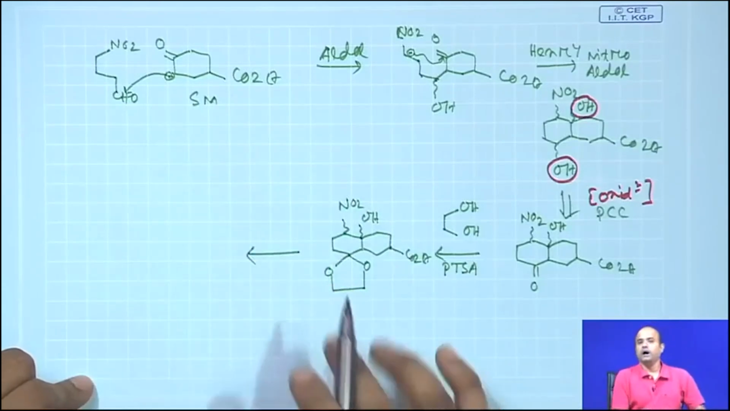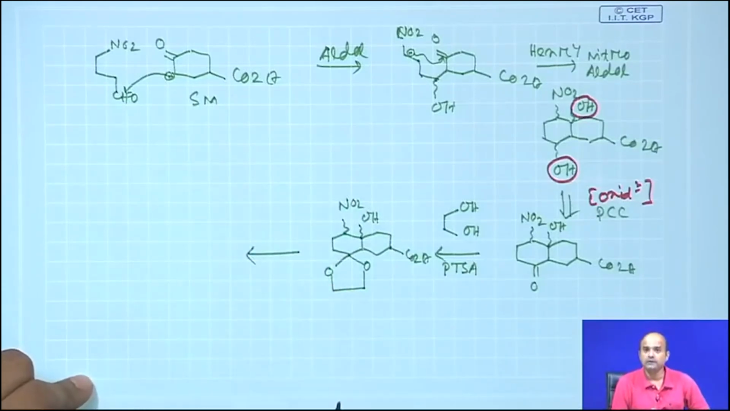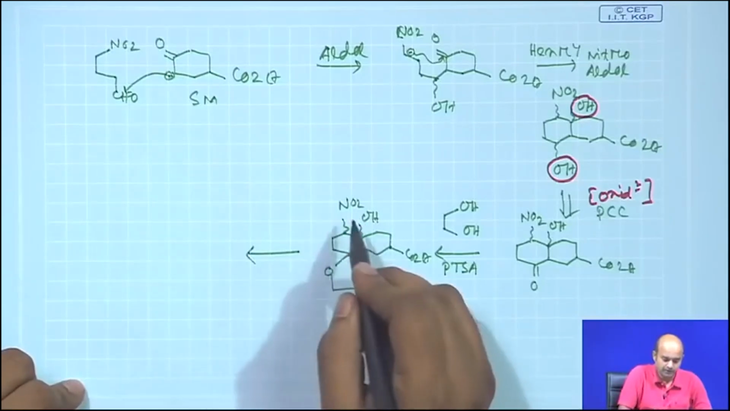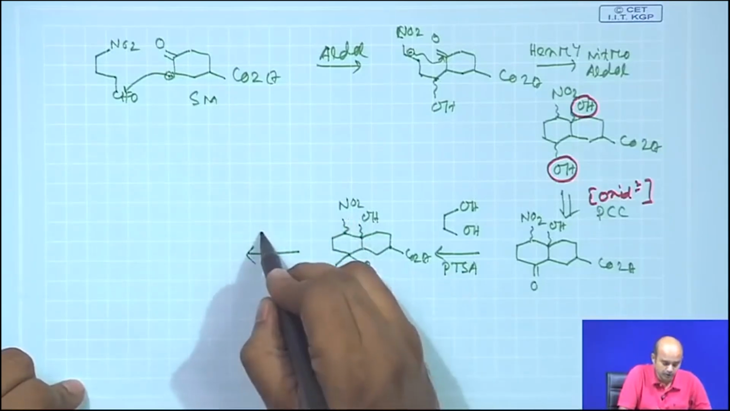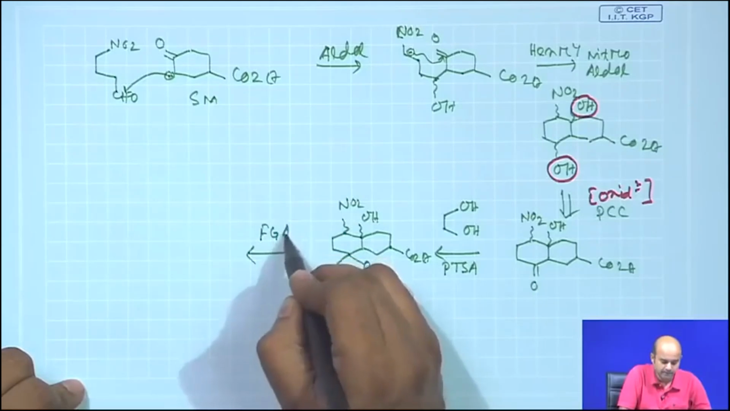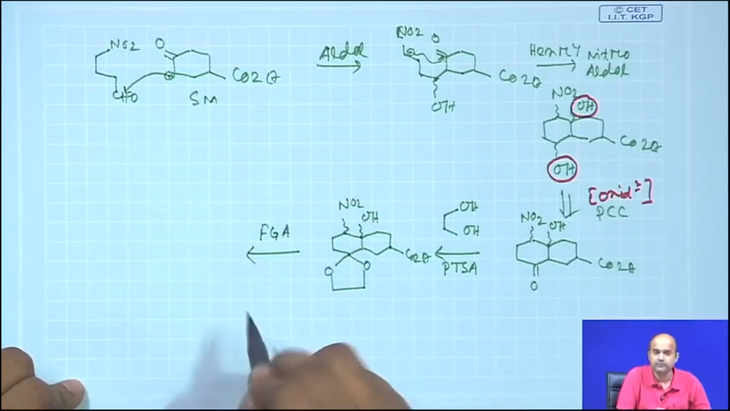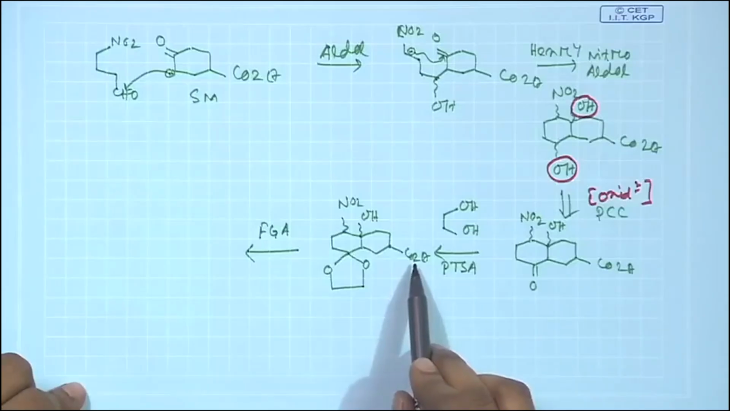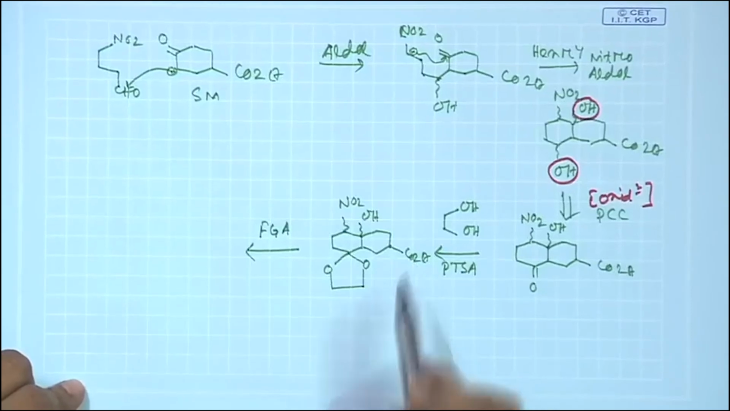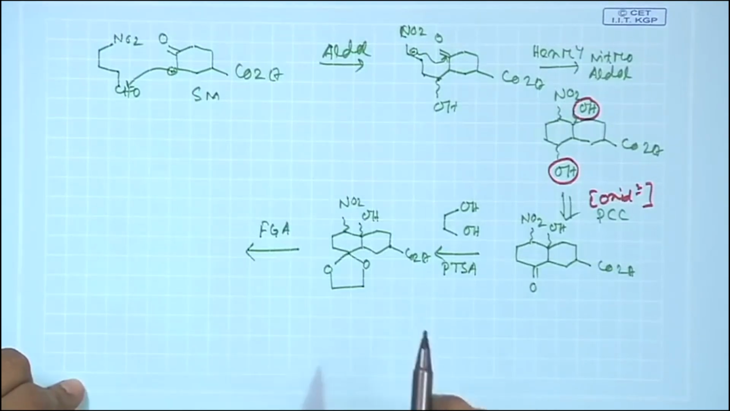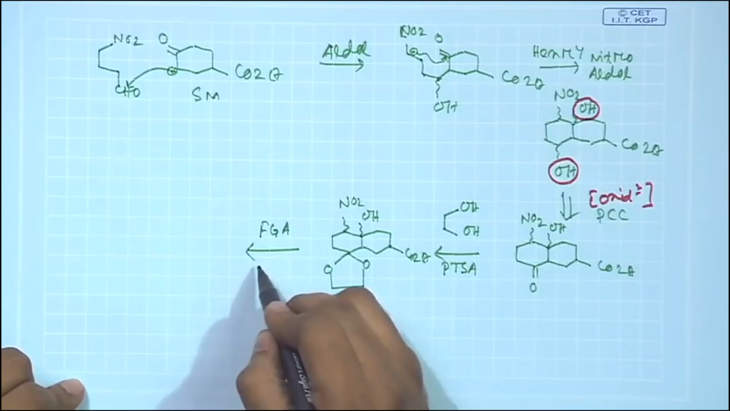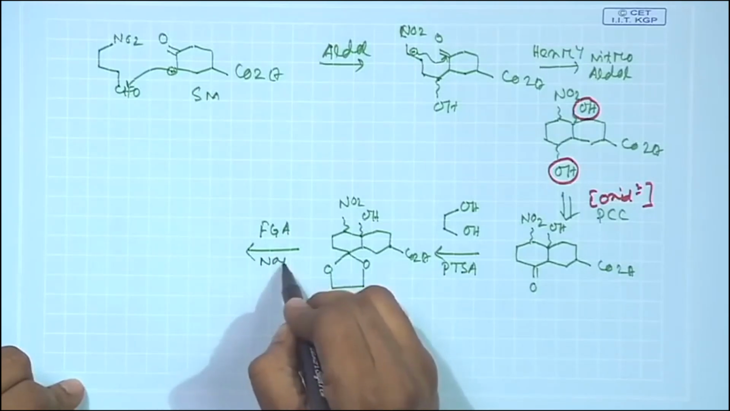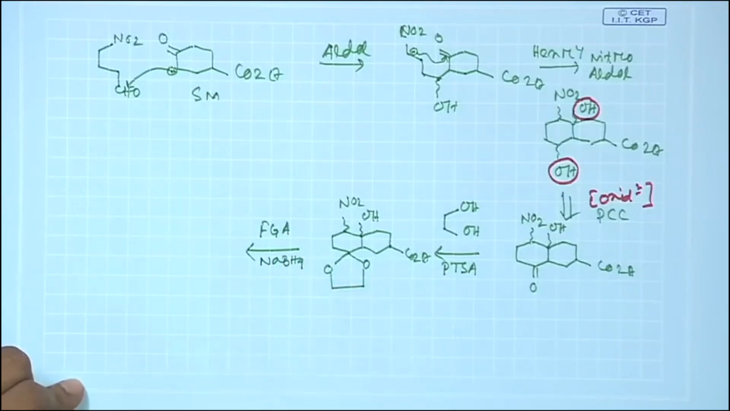Now, we will be doing a crucial Tiffeneau-Demjanov ring expansion. For that, the nitro group has to be reduced. So, we will be doing a functional group addition. The nitro group can be reduced by lithium aluminum hydride definitely, but we are not going to use lithium aluminum hydride here. If you use it, that will also reduce the CO2Et. So, you need a pretty mild reducing agent. Probably sodium borohydride might serve the purpose.